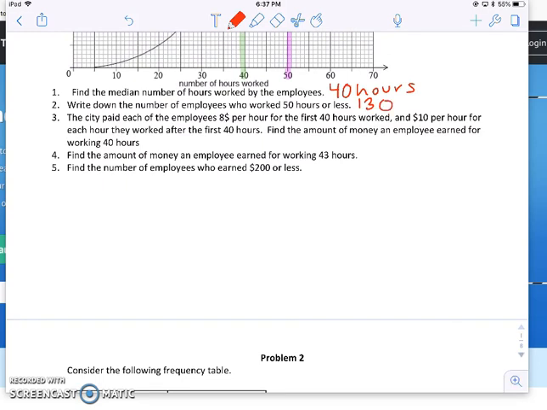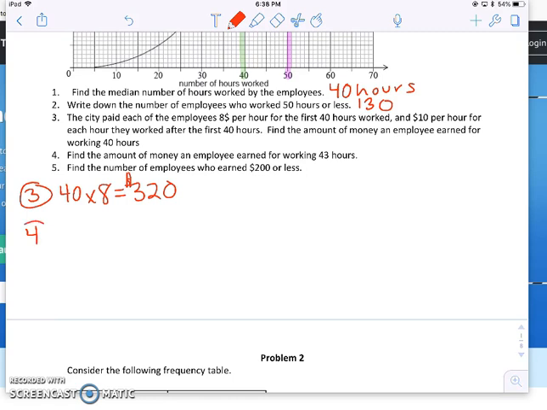So number 3, the city paid each of the employees $8 per hour for the first 40 hours worked and $10 per hour for each hour after 40. Find the amount of money an employee earned for working 40 hours. Well, that's pretty easy. 40 hours times $8 an hour, so they are making $320.